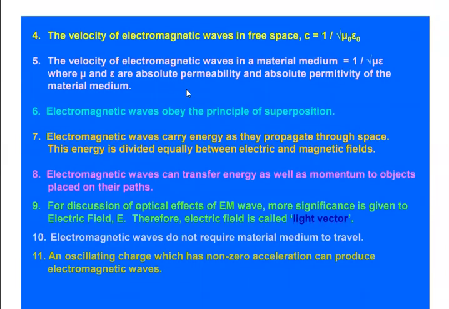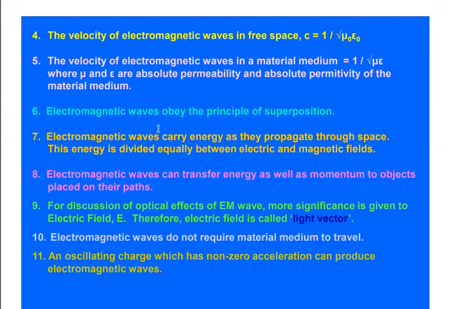Now, the velocity of electromagnetic wave in a material medium is given as this. You see here, we don't write mu naught, here we write mu. And in place of epsilon naught, we write epsilon, because it indicates the absolute permeability and absolute permittivity, the electric permittivity of the material medium.